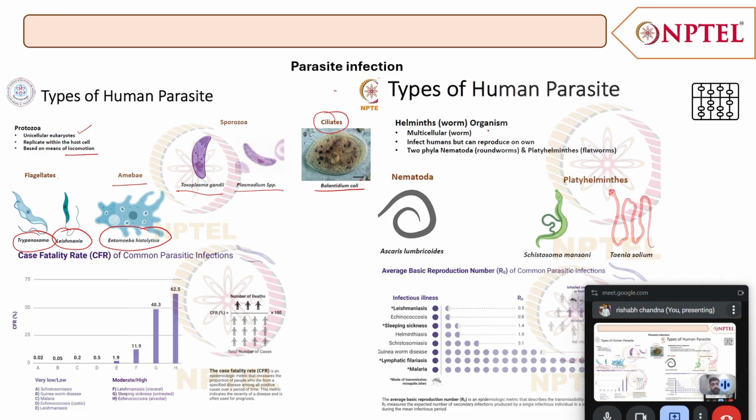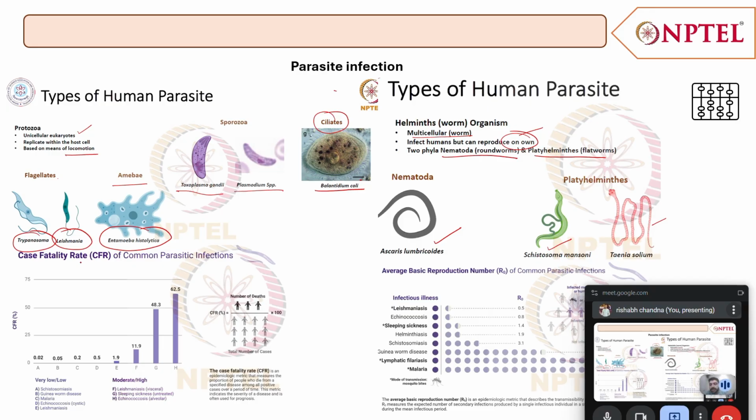Then we have the helminths or the worms. These are multicellular organisms. They infect humans, but they reproduce on their own. There are two phyla, nematoda, which are roundworms, and platyhelminthes, which are the flatworms. The nematode that infects the human body is Ascaris lumbricoides, and the platyhelminthes that we have are Schistosoma mansoni and Taenia solium. Okay, so these are the flatworms. So these are examples of the protozoans and the helminths that majorly affect the human body.